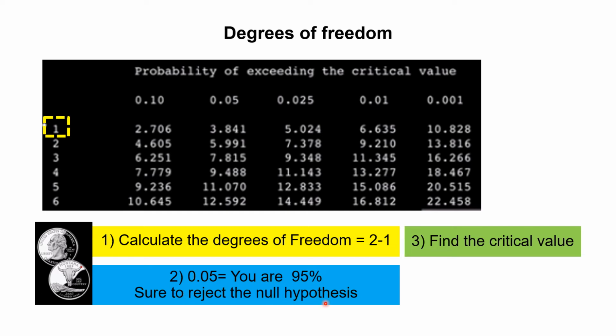Second step, here you have to look for the probability, and you want to be 95% sure to reject the null hypothesis. In some cases, depending on how sure you want to be, some people use 90%, or they want to be 95%. Here you want to be 95%. If you are super sure, it will be 99%. So again, you want to be sure to reject your hypothesis, and we're going to use 95%.